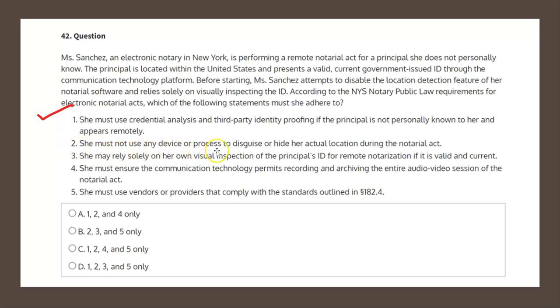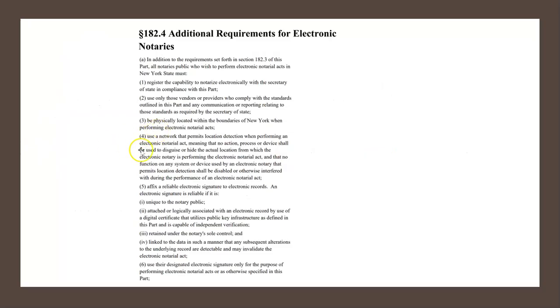2. She must not use any device or process to disguise or hide her actual location during the notarial act. If we have a look at Section 182.4, found in the Notary Public License Law booklet, entitled Additional Requirements for Electronic Notaries, it states under subsection A, and I know it's a bit small, so I'll read it for you. In addition to the requirements set forth in Section 182.3 of this part, all notaries public who wish to perform electronic notarial acts in New York State must, and it's subsection 4 of subsection A, use a network that permits location detection when performing an electronic notarial act, meaning that no action, process, or device shall be used to disguise or hide the actual location from which the electronic notary is performing the electronic notarial act, etc.